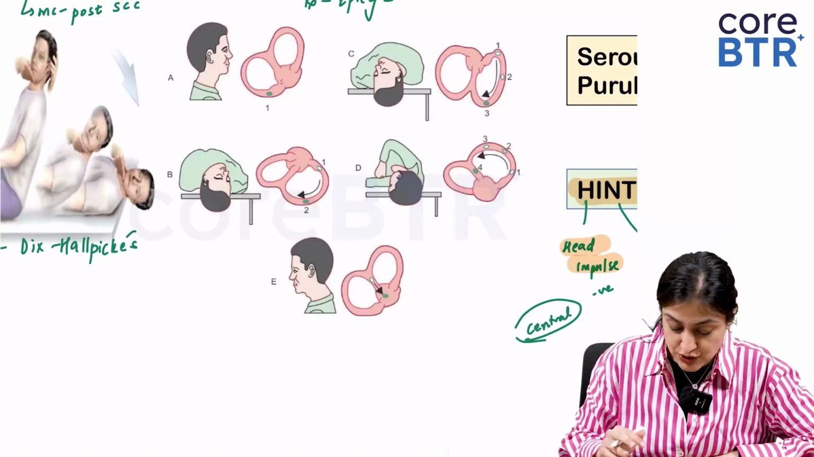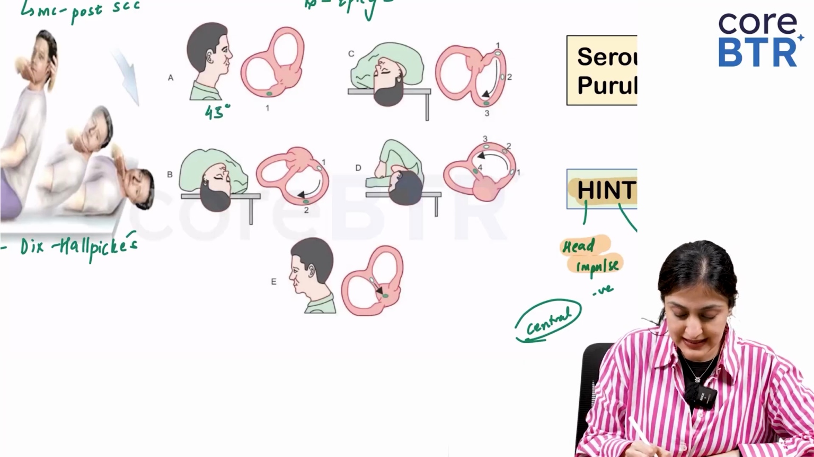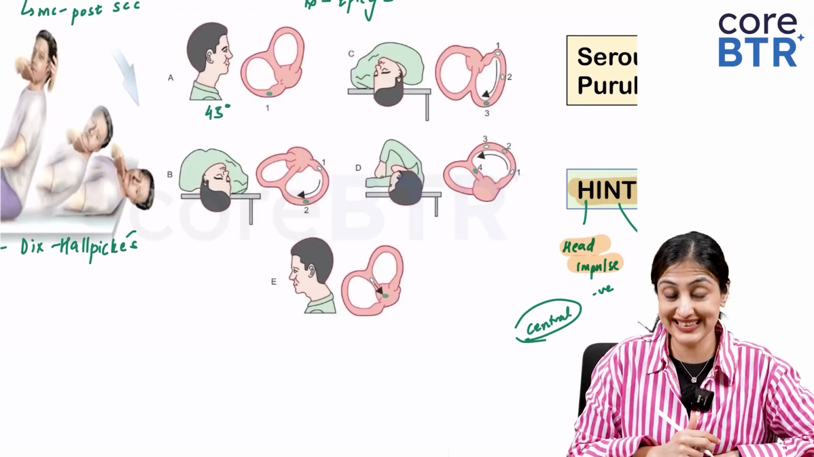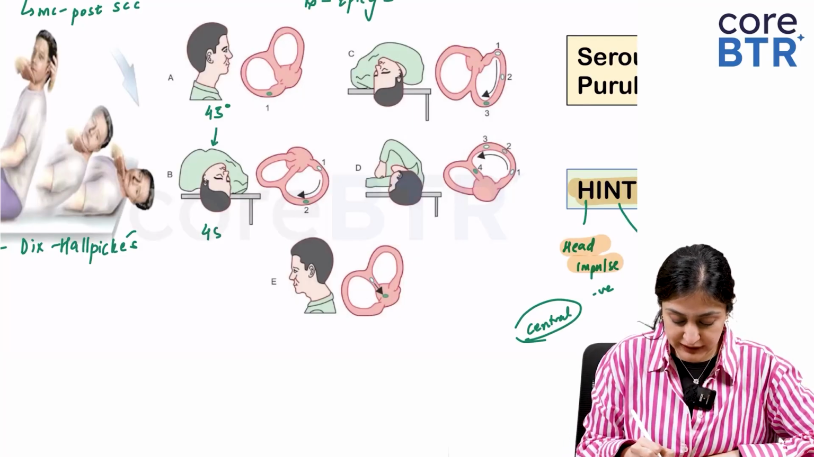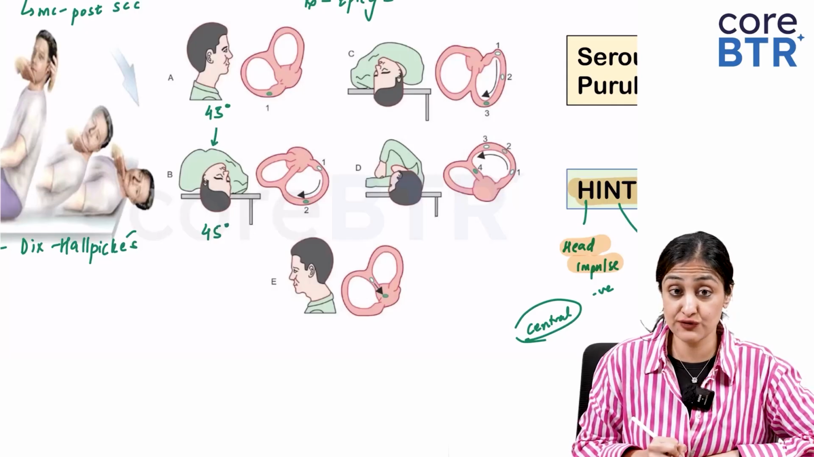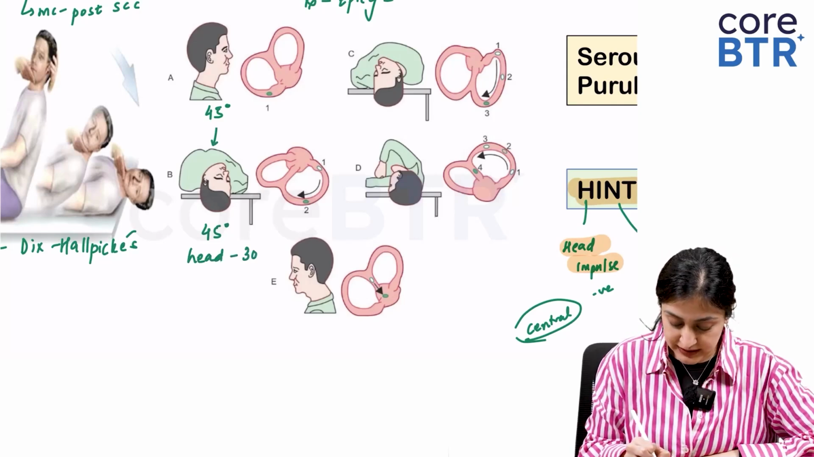So here, let's do this. Let's say this person is facing at 45 degrees, lateral. Now you make him lie down by 45 degrees. So the angle that you have changed is 45 degrees, and his head is tilted backwards at 30 degrees.